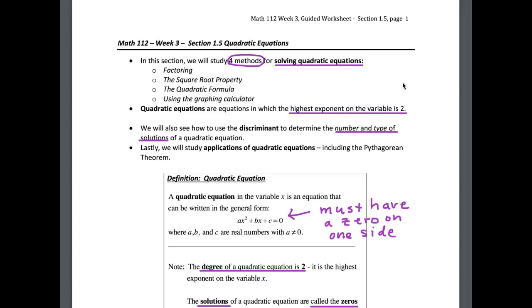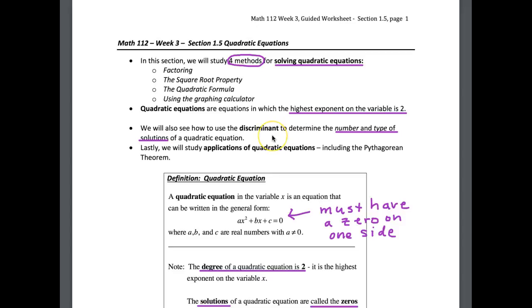So in this section, we're going to be studying quadratic equations, and we're going to start off by looking at 4 methods for solving these types of equations. We're going to talk about factoring, which you should be familiar with from your prerequisite knowledge, the square root property, the quadratic formula, which you should have seen before, and then using your calculator to solve these problems. Quadratic equations are equations in which the highest exponent on the variable is 2. That's different than a linear equation where the highest exponent on the variable is 1.